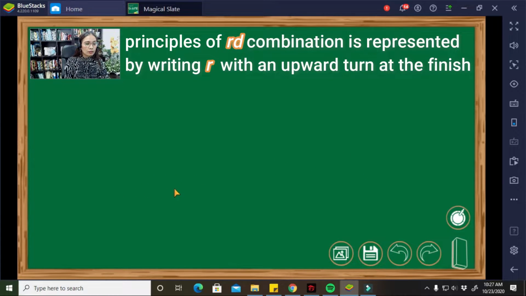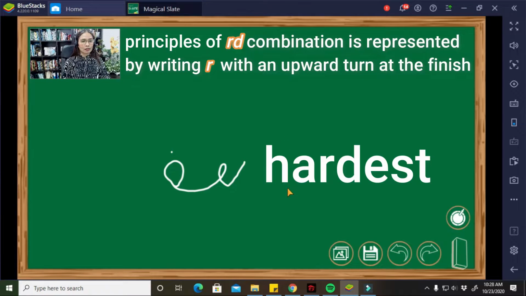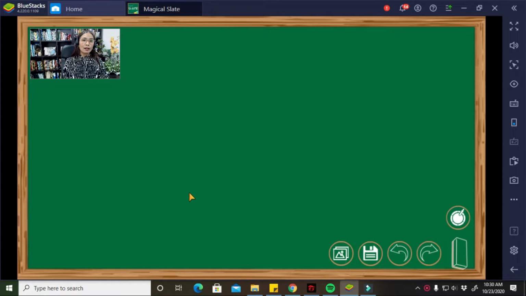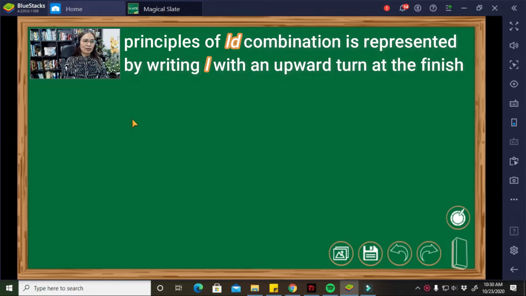Next, can you read this one? We have a big circle and RD combination, and then an E, and then an upward straight line, and then let's put a dot here. The word is, very good, hardest. So those are the rules in the RD combination. So this time, we have to take up the LD combination.